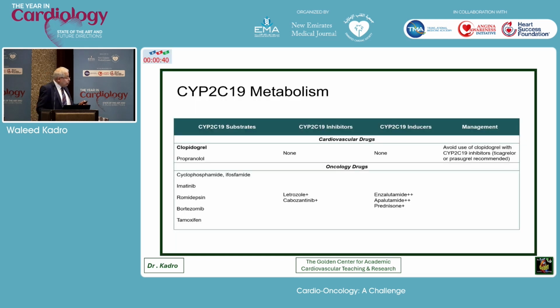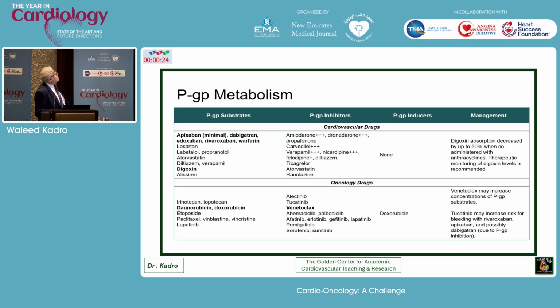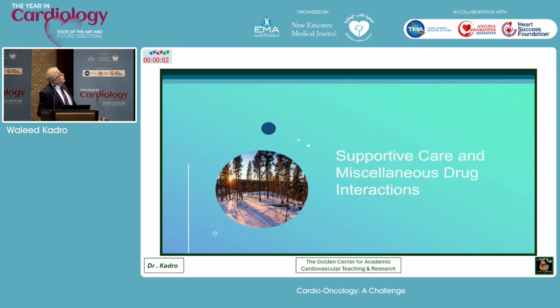For pharmacokinetics, I just mentioned 2 things. Remember, clopidogrel is metabolized by CYP2C19, and if we give any suppressant, the medication will not work. So keep that in mind, and you may need to switch to another antiplatelet. Now for P-glycoprotein, we hardly use digoxin these days, but if you give anthracycline with digoxin, the absorption of digoxin is significantly suppressed. So if the patient needs digoxin for rate control of atrial fibrillation, this will not work.